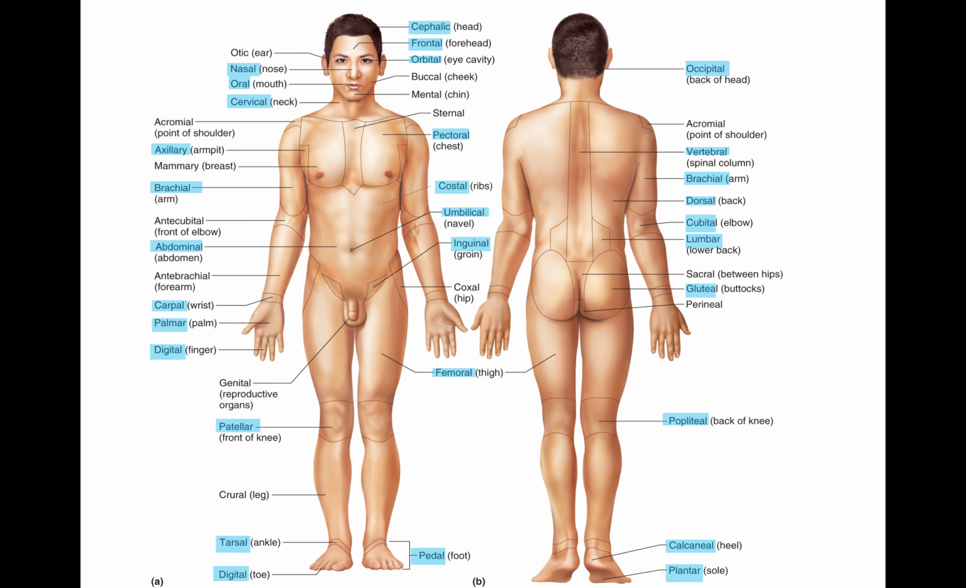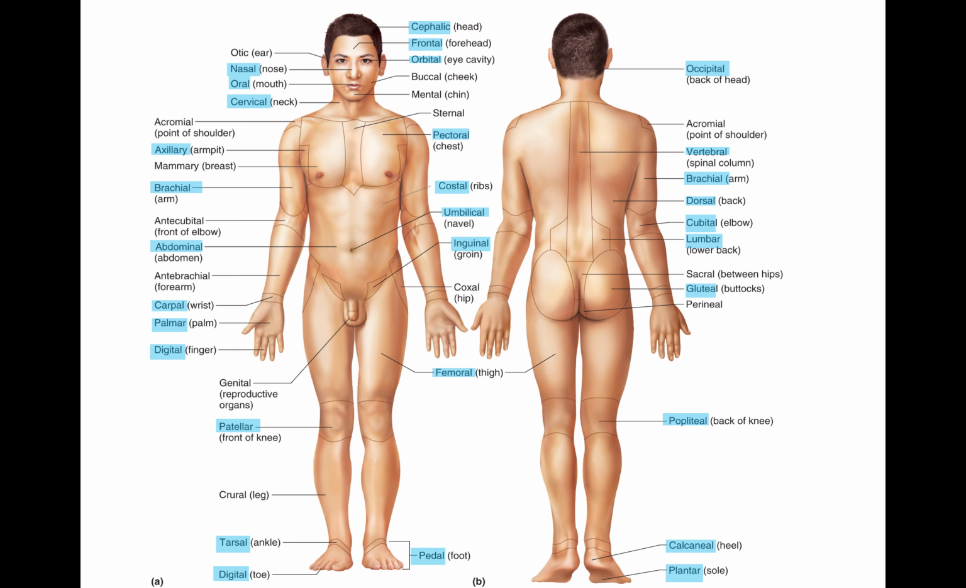Abdominal is the whole region of your abdomen. We're talking your muscles as well as the internal cavity. Inguinal refers to the groin. An inguinal hernia is a common hernia, and that's where it occurs in that little area that it's pointing to.